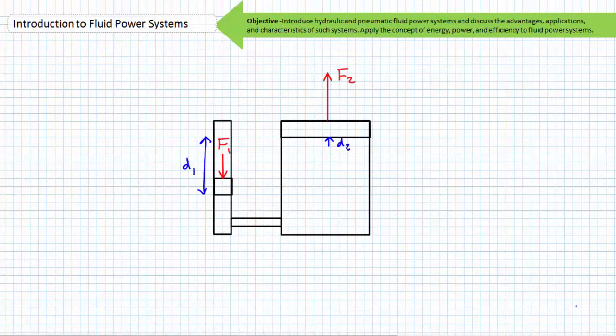However, due to the area differential between the cylinders, the volume displaced in the smaller cylinder only extends the larger cylinder a small distance. In a perfectly lossless system, energy input equals energy output. A small force applied over a long distance equates to a large force applied over a short distance.